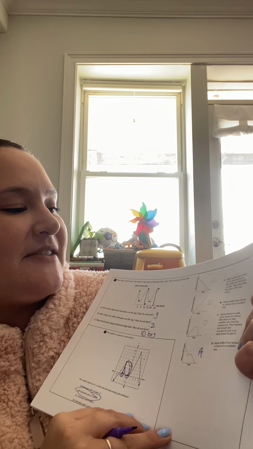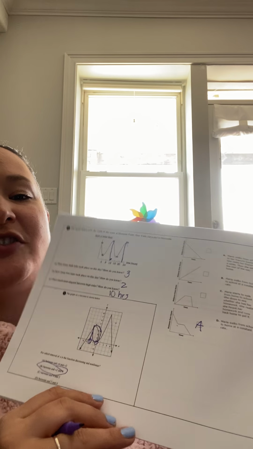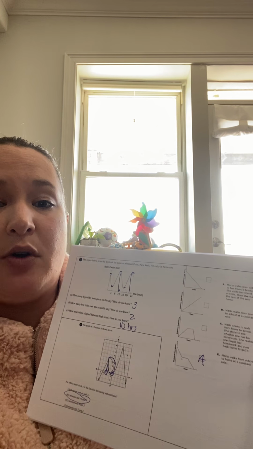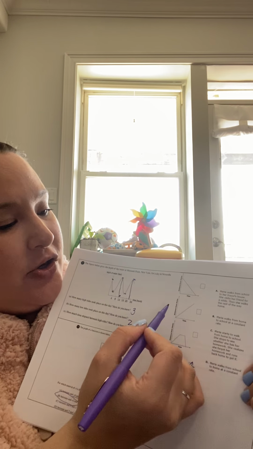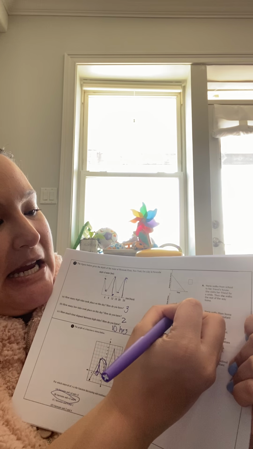B, Maria walks from home to school at a constant rate. So if she's at home, she's going to start at 0, and then she's going to move away. So that's going to be this one right here, B.